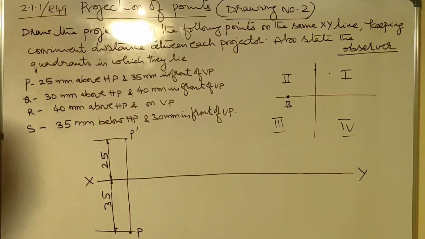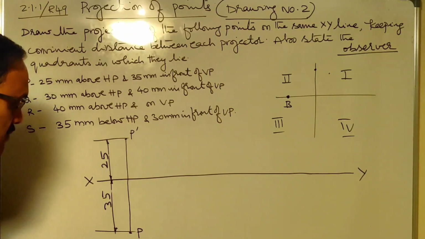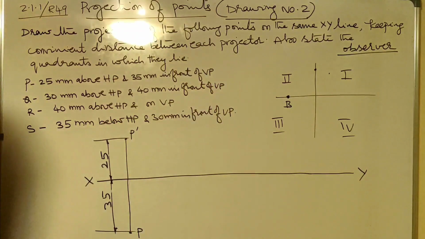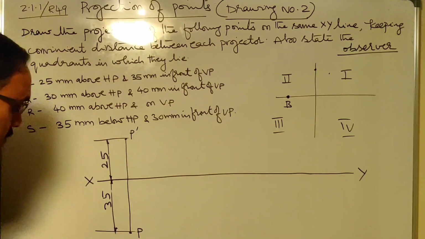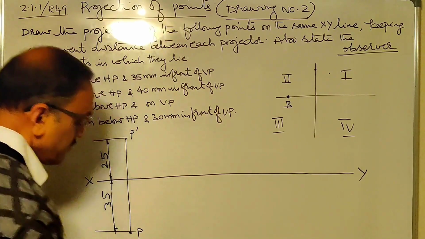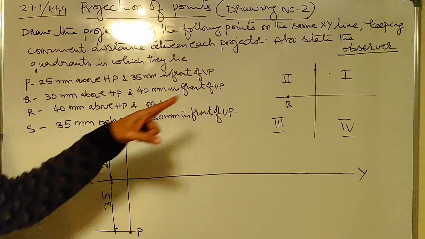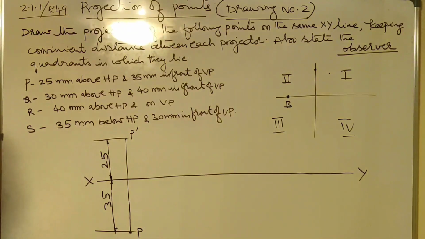So this is about the point P. Can you tell me in which quadrant the point lies? Can you pause the video and just imagine in which quadrant the point lies? Point P is in front of VP and above HP. So it should be lying in the first quadrant. This is first. I repeat again, point P is in front of VP, and also it is above HP. In front of VP and above HP is the first quadrant. So this is about point P.